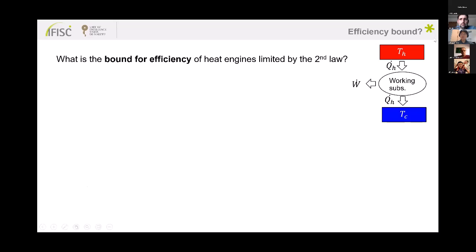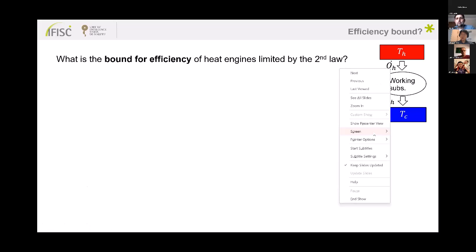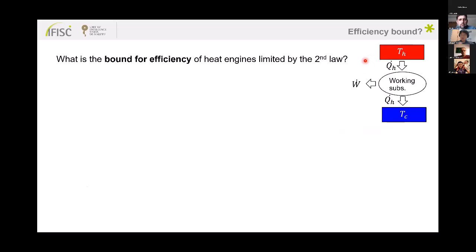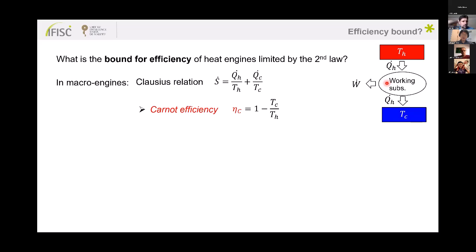So let me start with the motivation of the work. Our motivation is: what is the fundamental limit for the bound of the efficiency of the quantum heat engine, limited by the second law? Here is a schematic of every heat engine: there are heat reservoirs, a hot one and a cold one, and the working substance connected to them extracts heat from the hot reservoir and dumps part of it to the cold reservoir, and the difference is extracted to an external object in the form of useful work.